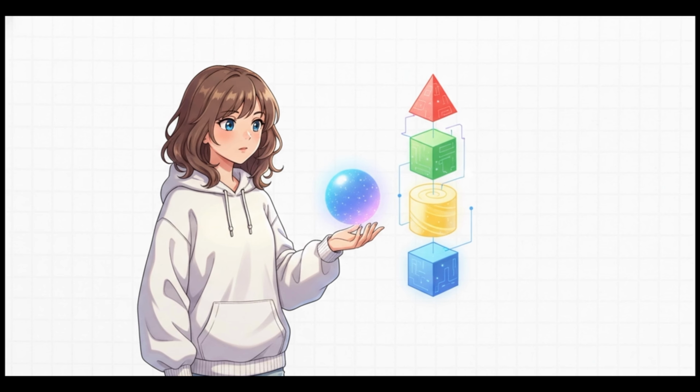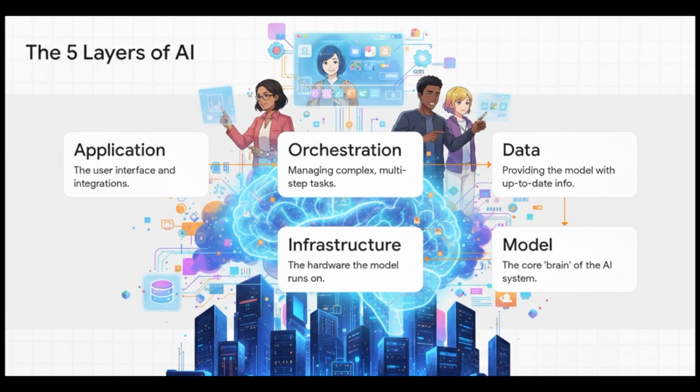Think of it as a series of layers, each one stacked on top of the last, and each one requires some pretty big decisions. And here they are, the 5 layers of any modern AI system. You've got the application at the very top, then orchestration, data, model, and all the way at the bottom, infrastructure. We're going to build this whole thing from the ground up, starting with that foundation.